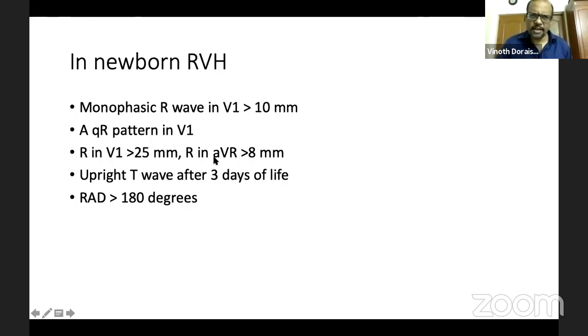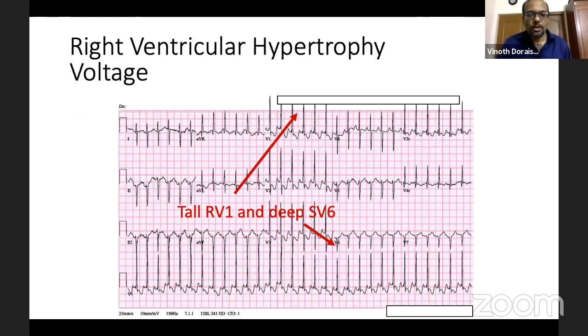In a newborn, the right axis deviation can even go up to 180 degrees, the normal axis, sorry. So if you have a right axis deviation more than 180 degrees, it means a right ventricular hypertrophy in a newborn. These problems happen because the newborn normally has a right ventricular dominance. So you have to use a separate criteria. Now, some examples of a right ventricular hypertrophy.